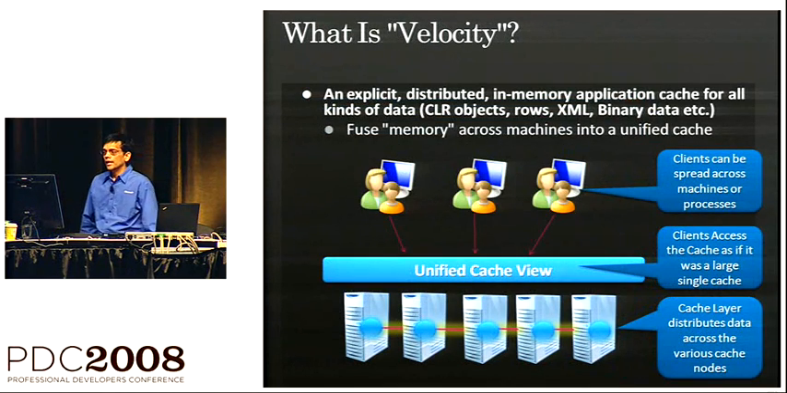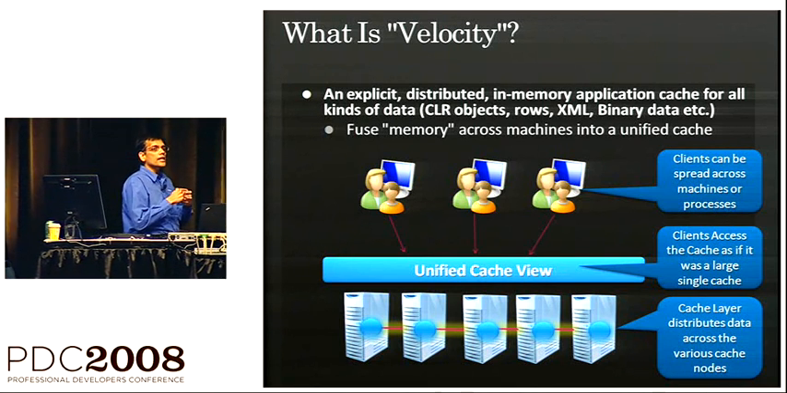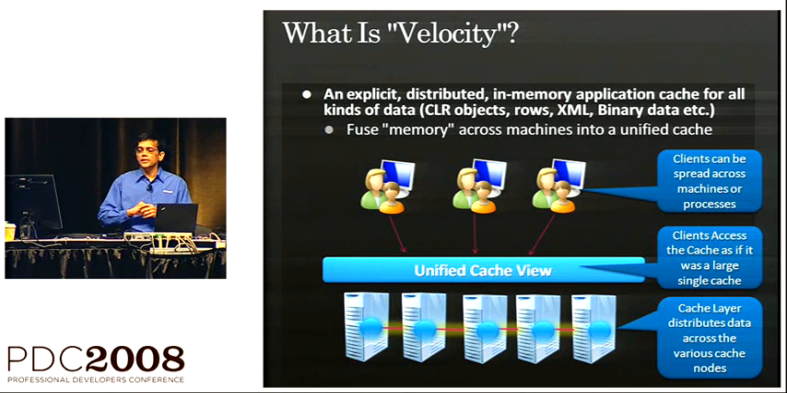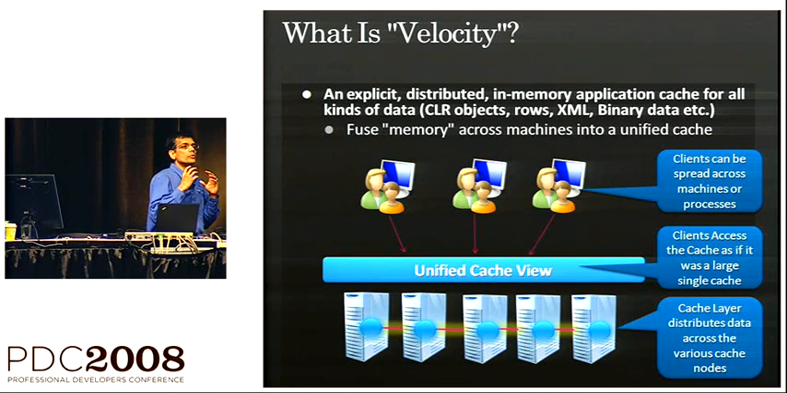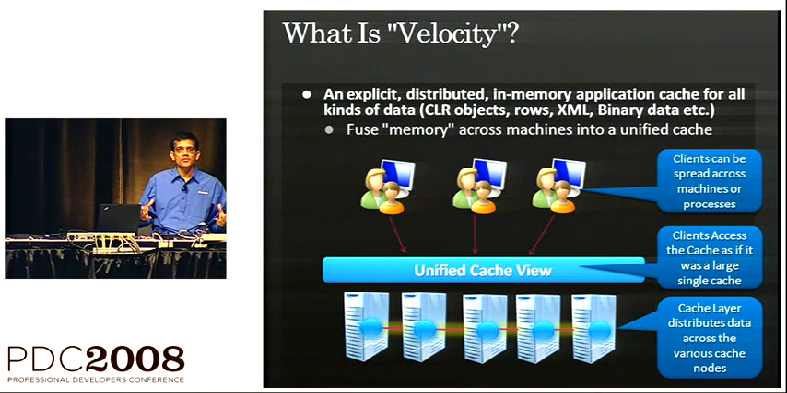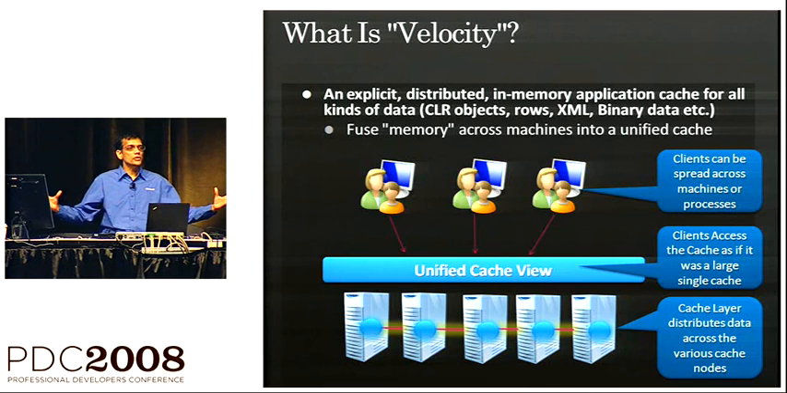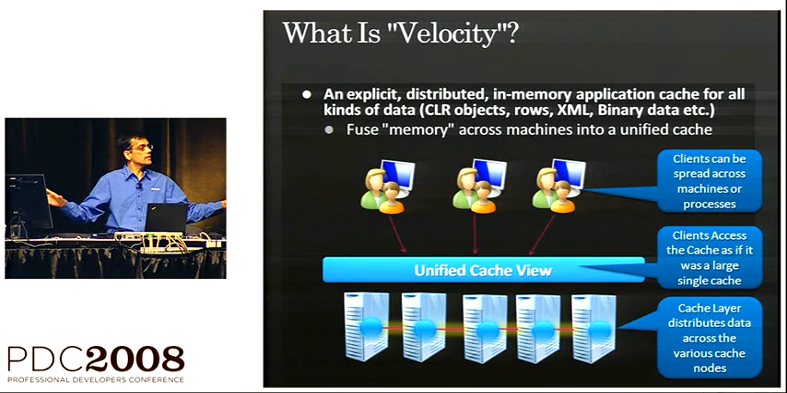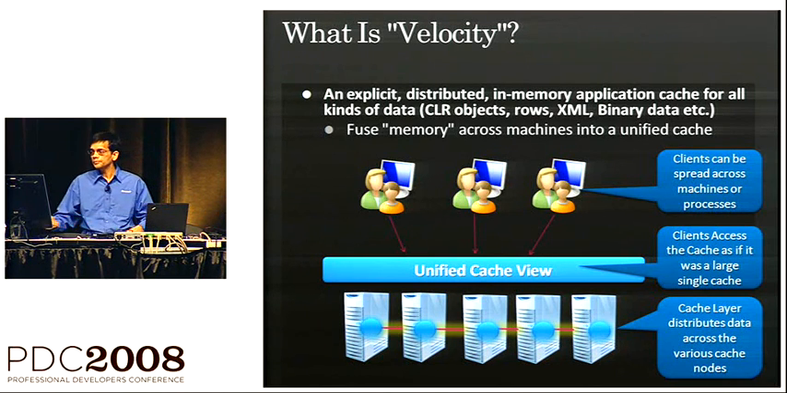So jumping in, what is Velocity? Velocity is a distributed cache, and the words there actually have a lot of meaning. It's an explicit distributed in-memory application cache. So you can put any CLR object or any serializable object or byte array into this distributed cache. You take a bunch of machines, install the service on all of the machines, and we virtualize it and give you the notion of one big cache. And how big the cache gets depends on how many machines you have and how much memory you have on those boxes.